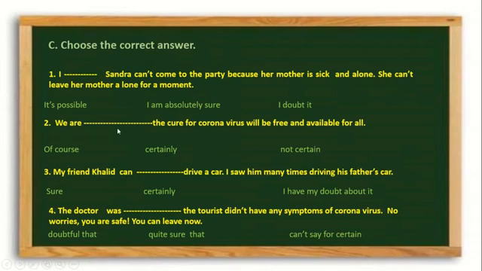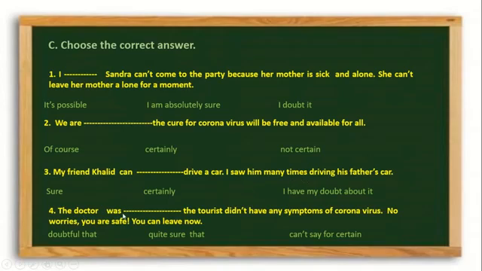So certainly needs to be followed by a verb. Okay? So we are, of course, it doesn't sound good. We are not certain that the cure for coronavirus will be free and available for all. We're not certain. The other example, my friend Khalid can, sure, certainly, I have my doubt about it, drive a car. I saw him many times driving his father's car. So what do you think? My friend Khalid can certainly drive a car. I saw him many times driving his father's car.